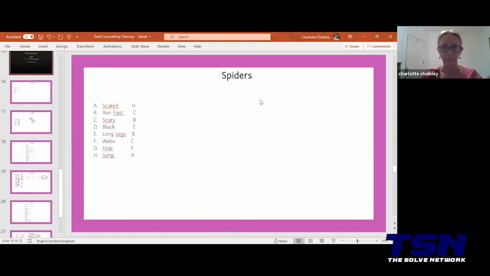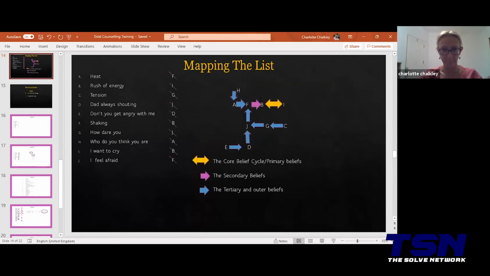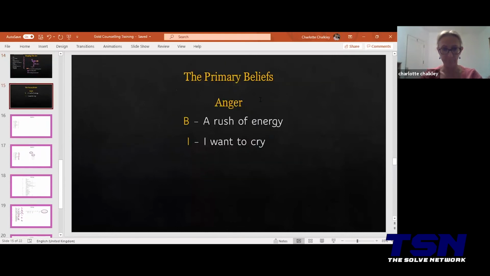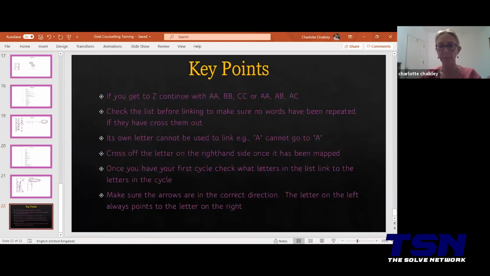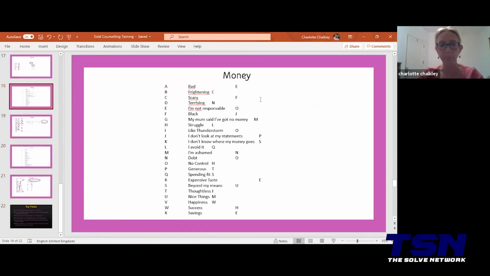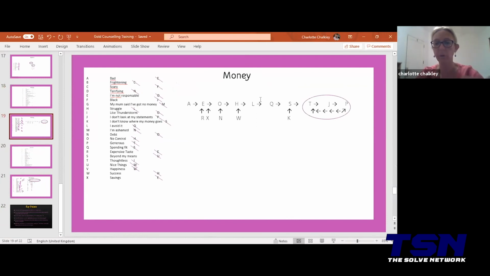Okay, so the key points are to go through... I mean, we went through this pretty fast. In the actual training, I'll go through it a lot slower so you can see it better. But it always goes from left to right. So A always goes to E, B always goes to C. And that's a really key point to remember there.